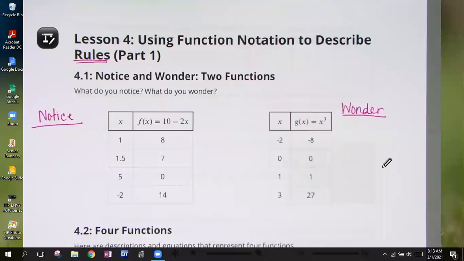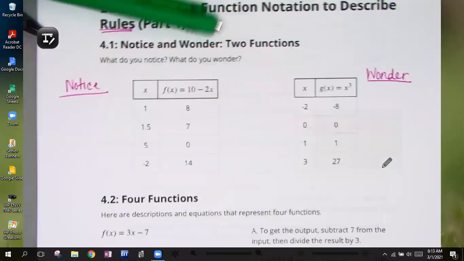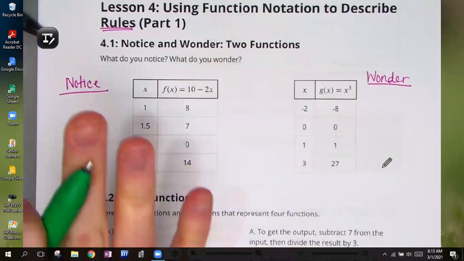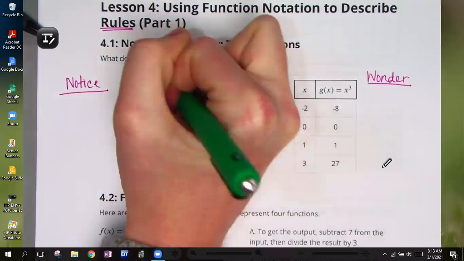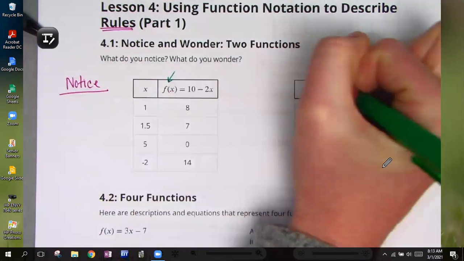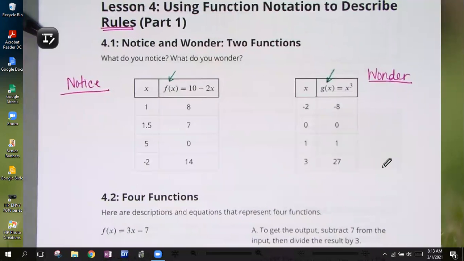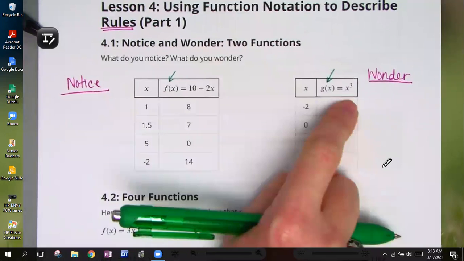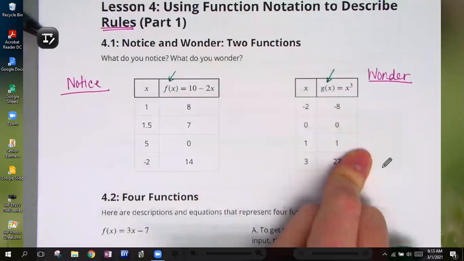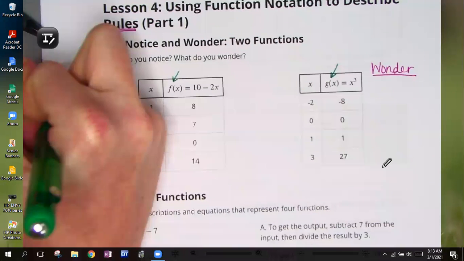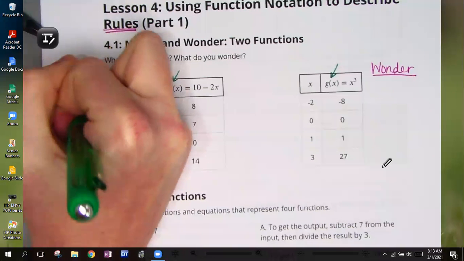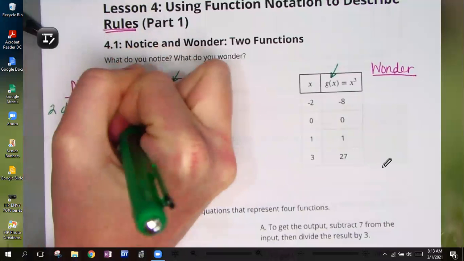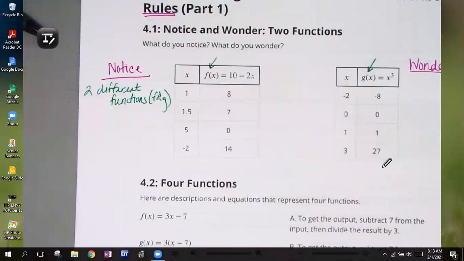Okay, so who has any notices for these 2 tables? Ava, what'd you notice? The table on the left is function f, and then the table on the right is function g. Okay, so based on what we know about function notation, this first letter tells me the name. And so these both have different names. So what does that tell me about these 2 tables? They're different. They're whole different scenarios. So we've got 2 different functions, F and G.